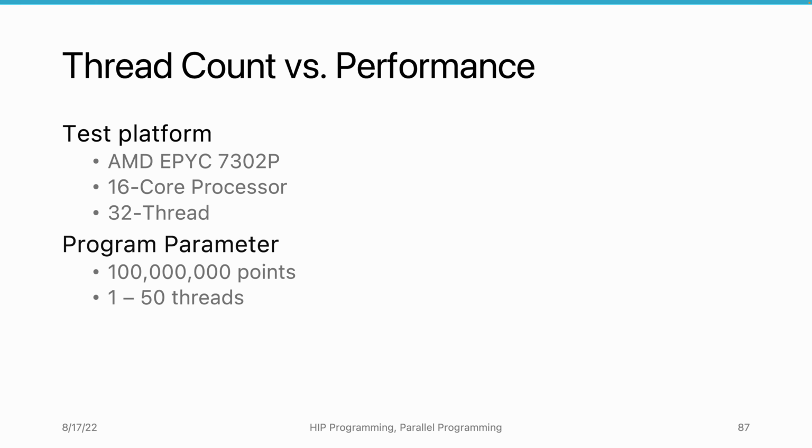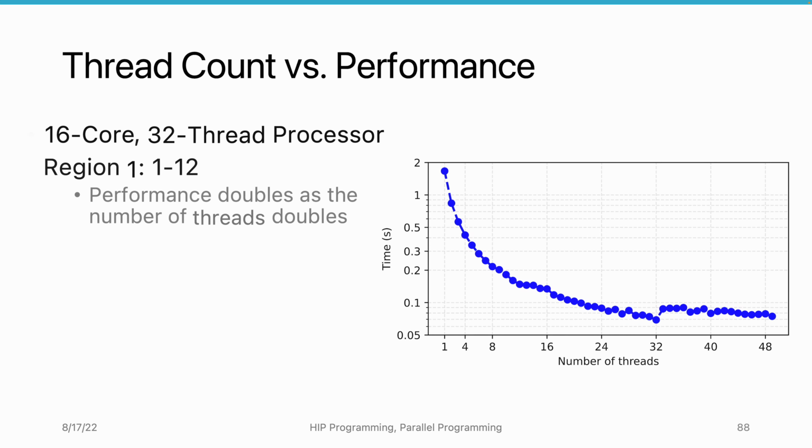On the right side of the slide, you can see that I have plotted the performance figure. The x-axis is the number of threads. The y-axis is the execution time. So the lower the points, the higher the performance that the program demonstrates. Note that the y-axis is on logarithm scale.